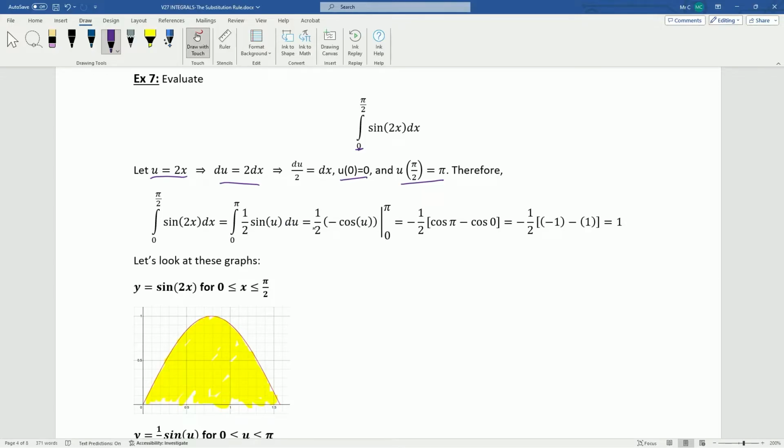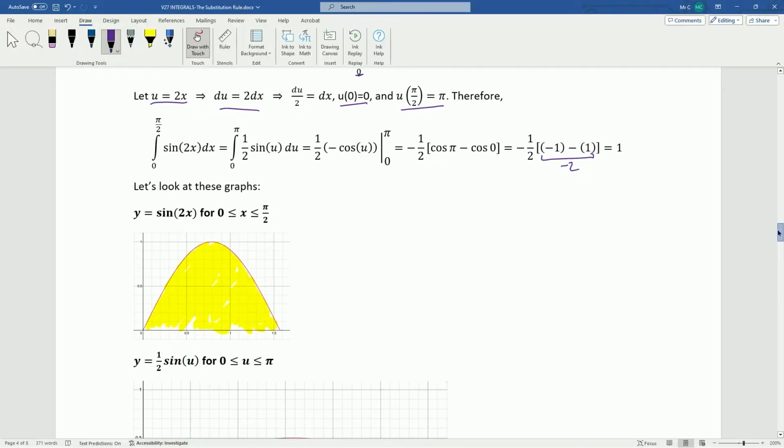So now when I integrate, this becomes 1/2 times negative cosine of u, evaluated from 0 to pi. I move that negative out in front, so that's negative 1/2 times (cosine of pi minus cosine of 0). Cosine of pi is negative 1. Cosine of 0 is 1. Negative 1 minus 1 is negative 2. Negative 1/2 times negative 2 is 1. So, all that is to say, the area under the curve from 0 to pi over 2 of sine of 2x dx is 1. Now let's take a look at the graph of these two functions.